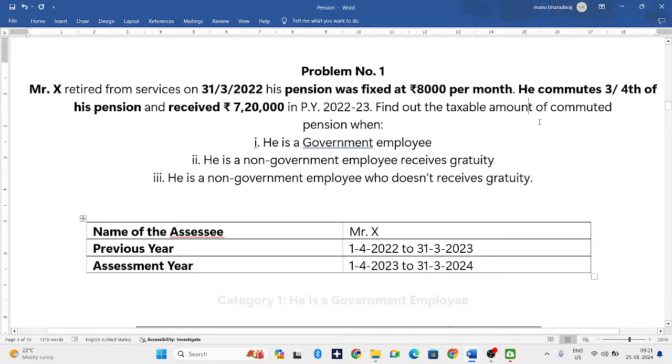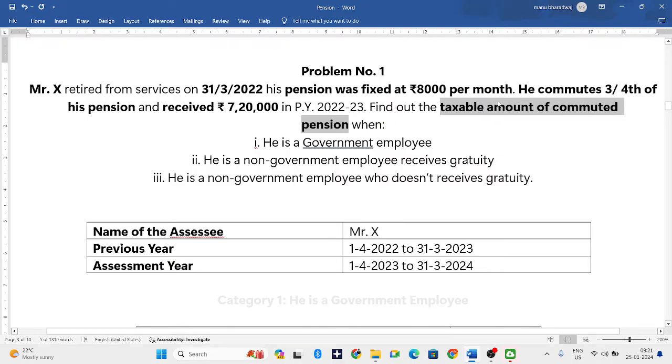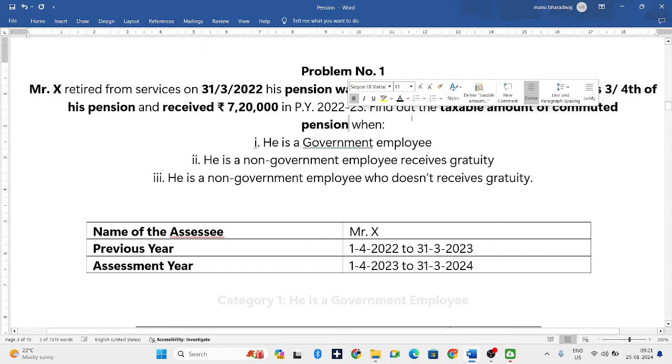Find out the taxable amount of commuted pension. See, this question is very important. Taxable amount of commuted pension.